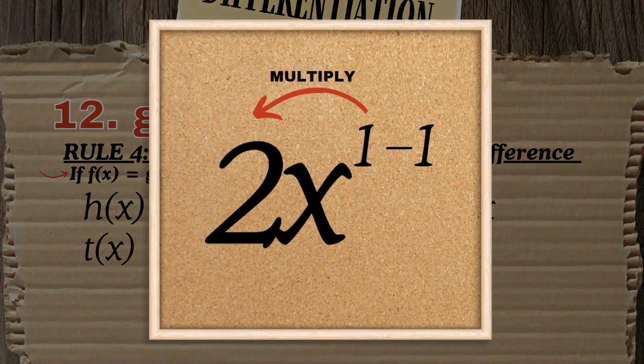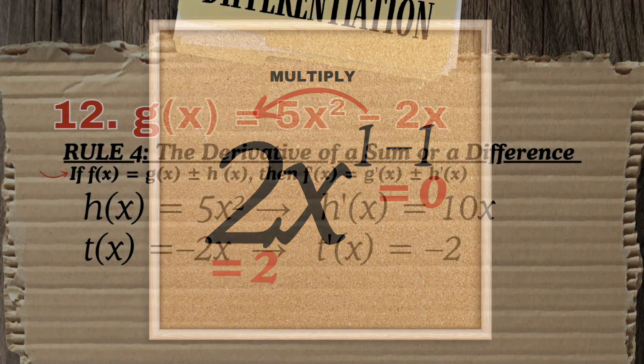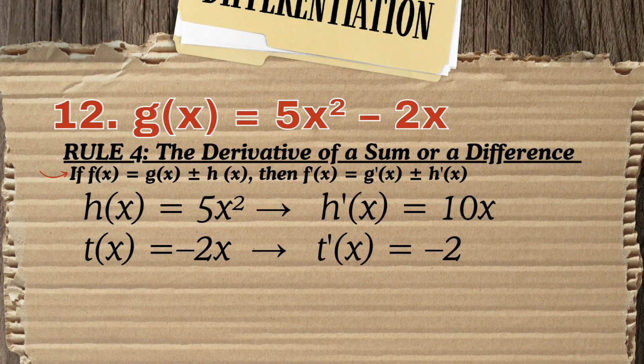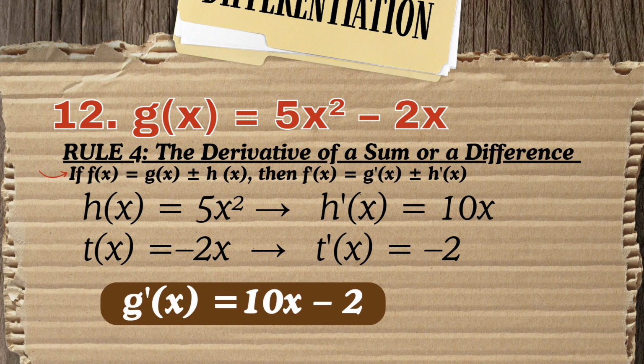As we all know, ang exponent ng x is 1. So, 1 times 2 is equals to 2. Since ang exponent ay 1, at kapag binawasan pa natin ng 1, it will be 0. So, the derivative of 2x is 2. Therefore, our final answer will be g prime of x is equal to 10x minus 2.